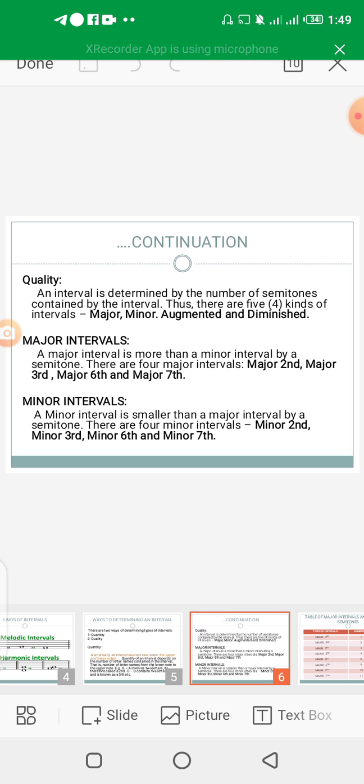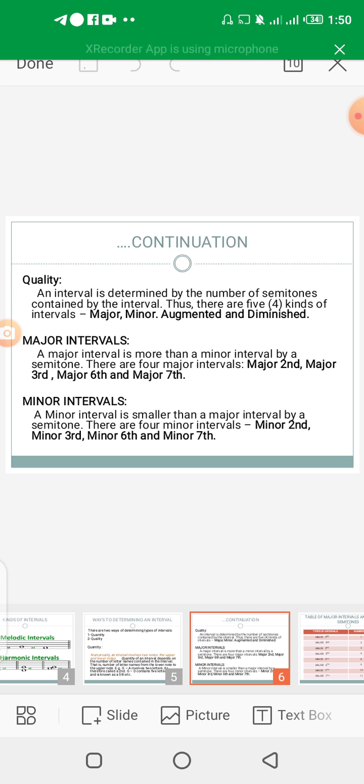First, there are four kinds of intervals. Please, I want you to have this at the back of your mind. There are four types of intervals. The first one is the major, the second one is the minor, the third one is the augmented interval, and the last one is the diminished interval. Now, we shall be explaining major intervals and minor intervals in detail.